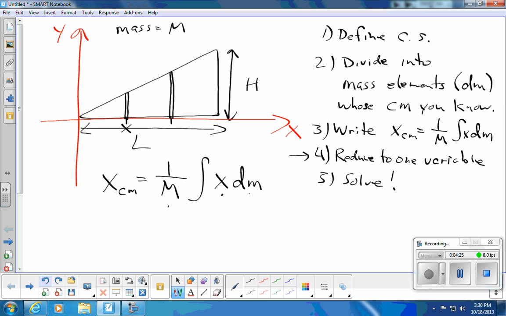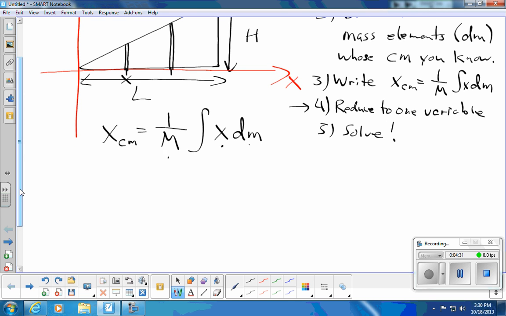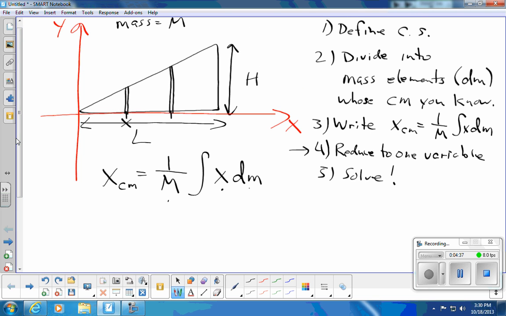So I've got two different variables, and I have to reduce this to one variable before I can mathematically do the integration. So here's how I do it. I typically try to think about the mass of each piece and whether I can express the mass of each piece in terms of x as a variable, constants, and dx.